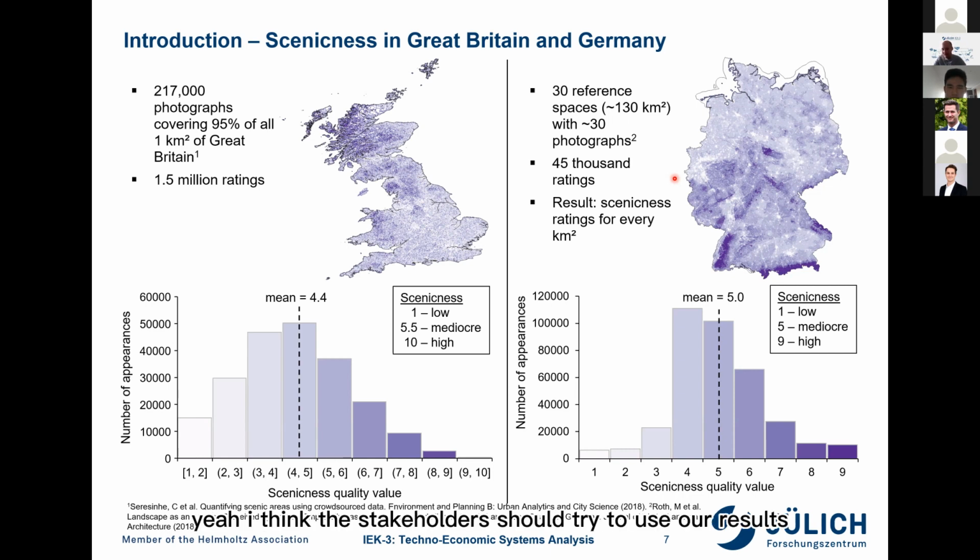Yeah, I think the stakeholders should try to use our results to think about how they could install the turbines, because if they only think about costs, this would probably lead to having fewer turbines installed than we would like to install every year, and then we would fail to achieve our climate targets. So some trade-offs need to be considered.